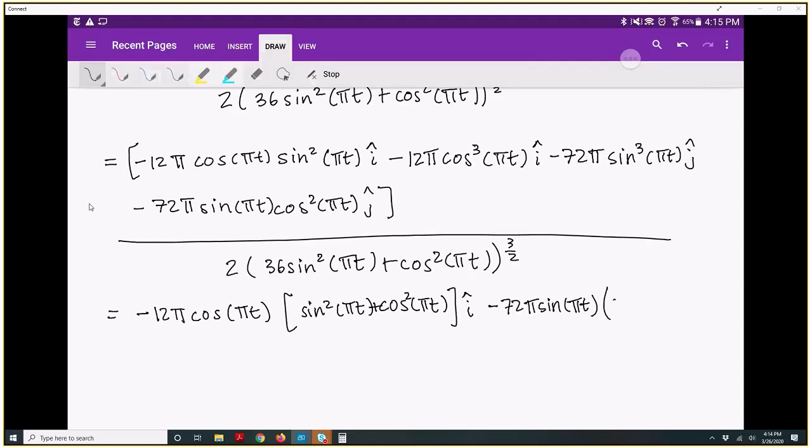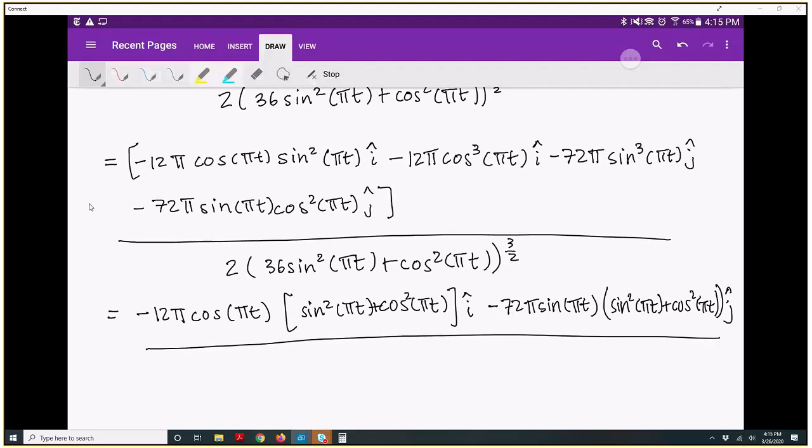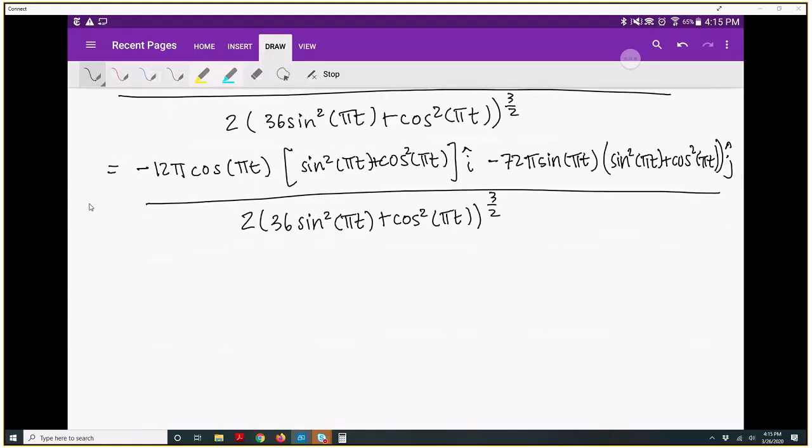And that's also going to be sine squared of pi t plus cosine squared of pi t. That's my j cap term. And everything divided by the same bottom. And that's nice, of course, because I don't have to worry about those anymore. I just get to say negative 12 pi cosine of pi t i cap minus 72 pi sine of pi t j cap.